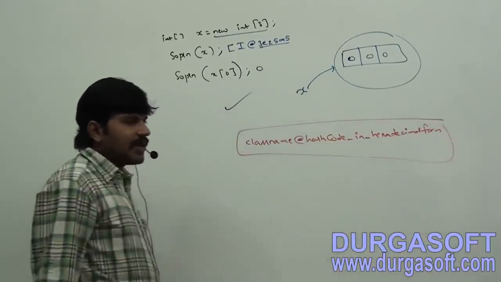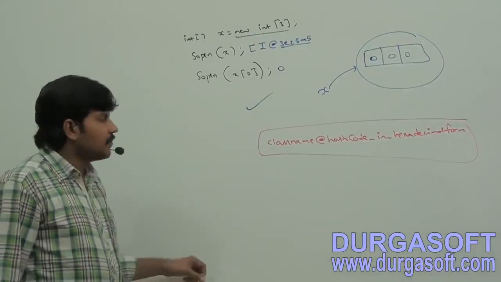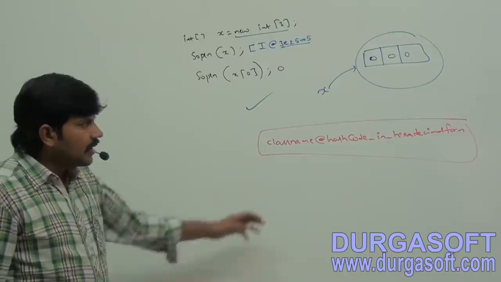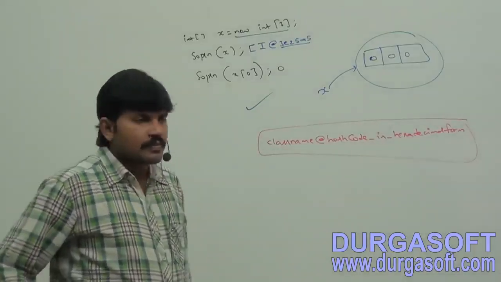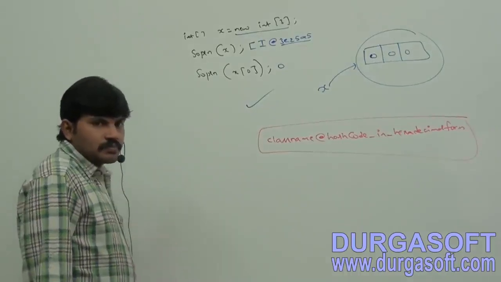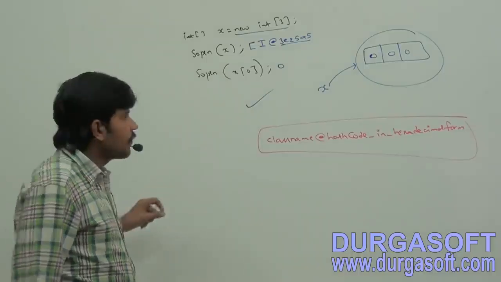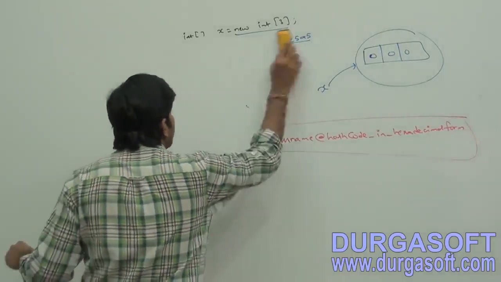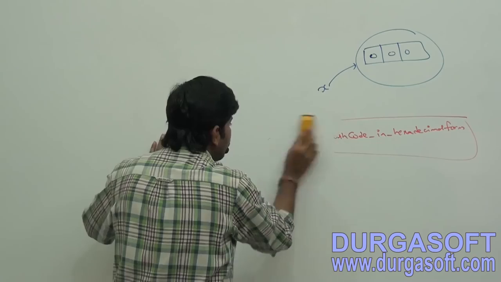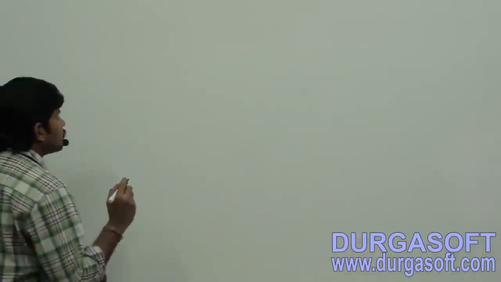In the java.lang package I will explain much more. Class name at the rate hash code in hexadecimal form. Completed, I hope. Okay, now next terminology. Make sure you people have a clear idea, right?